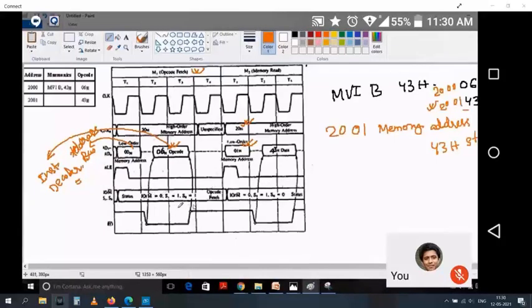And again, when I am reading, this read has gone low. This is again the input output memory, so it is now low. So this is input output from the memory. I am doing a read operation. 43H is being put here. And here the status is S1 equal to 1 and S0 equal to 0.